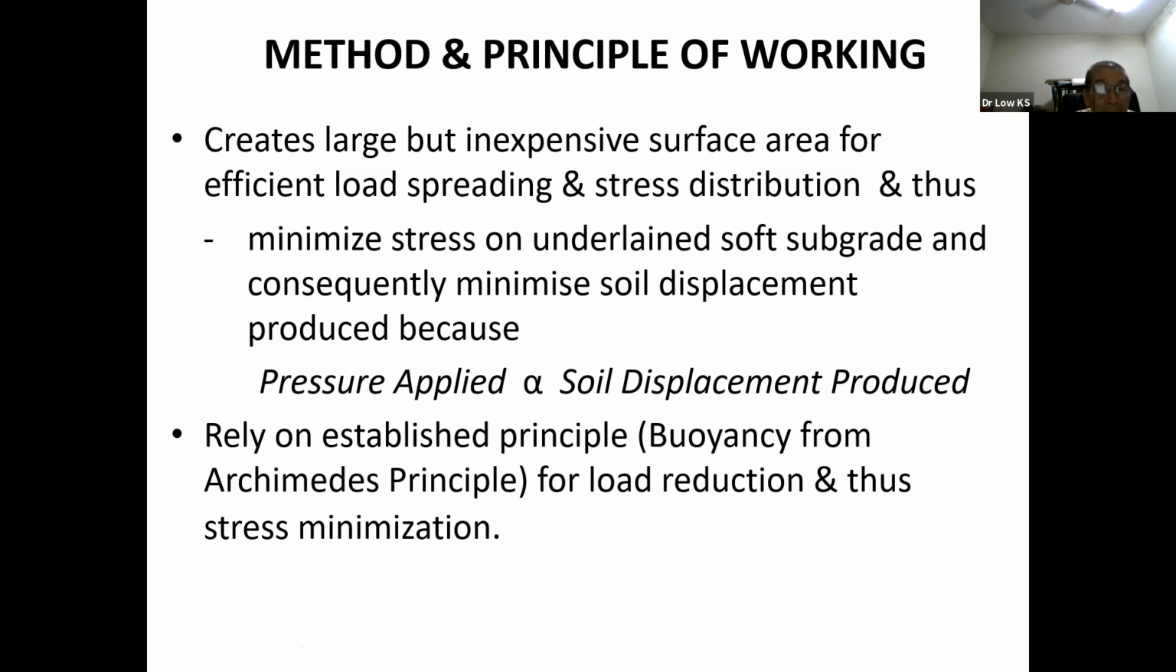Your load, the design load, is the same. So the pressure everywhere is small, and that's why the weak soil below is able to sustain it. When you first stand on your shoe, it cannot be sustained by the weak soil underneath, but now you are standing on a plywood, right? So consequently, you minimize the soil displacement, because how much the soil moves or displaces is proportional to the pressure, right? So if you somehow can reduce the pressure, so is the soil displacement produced, right?